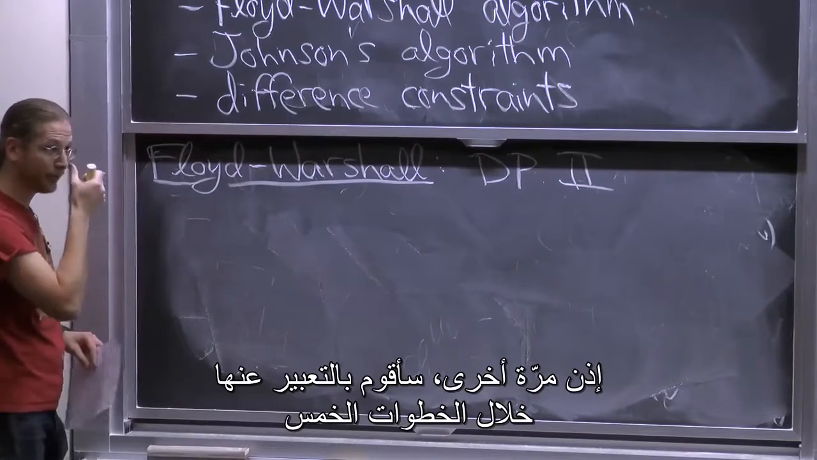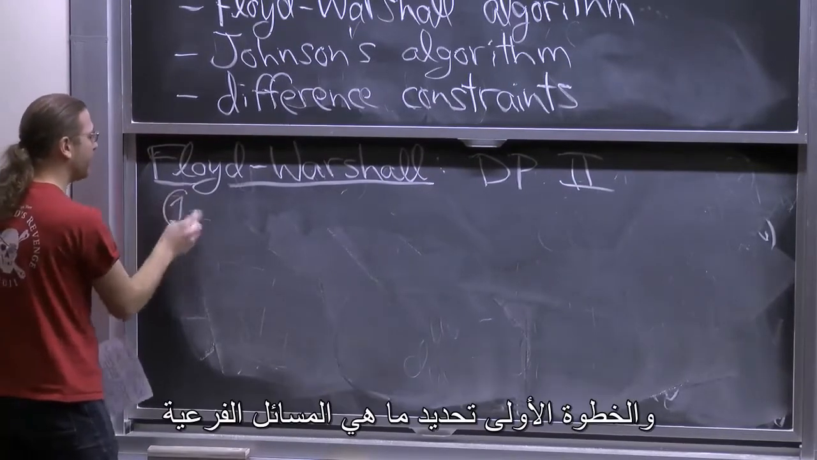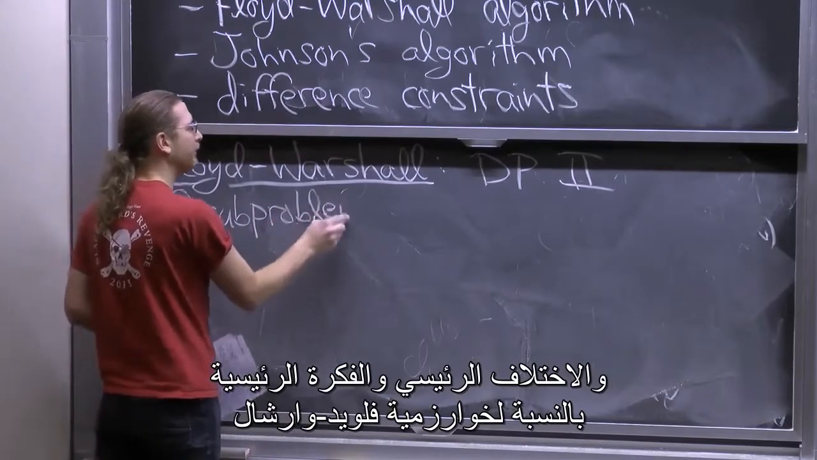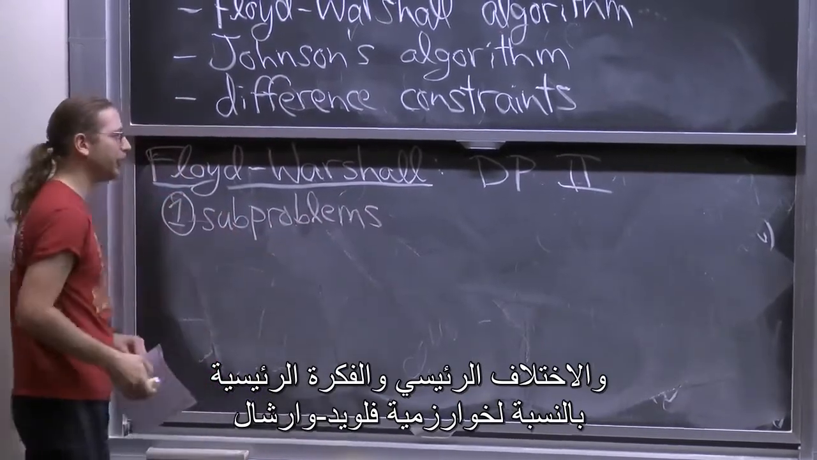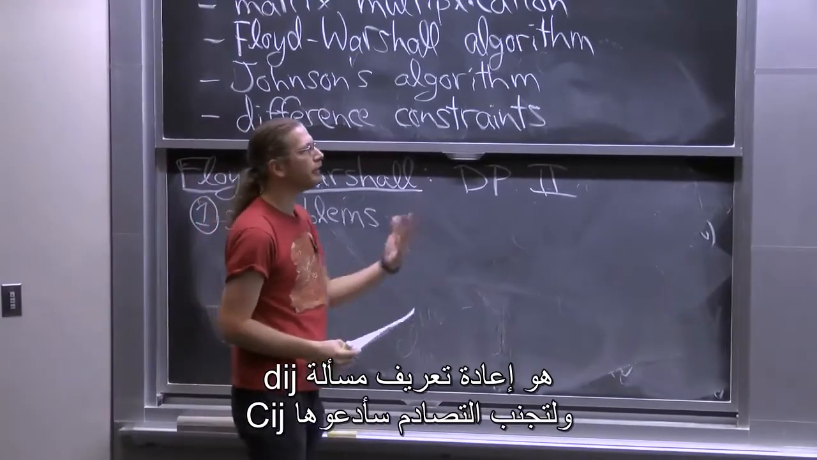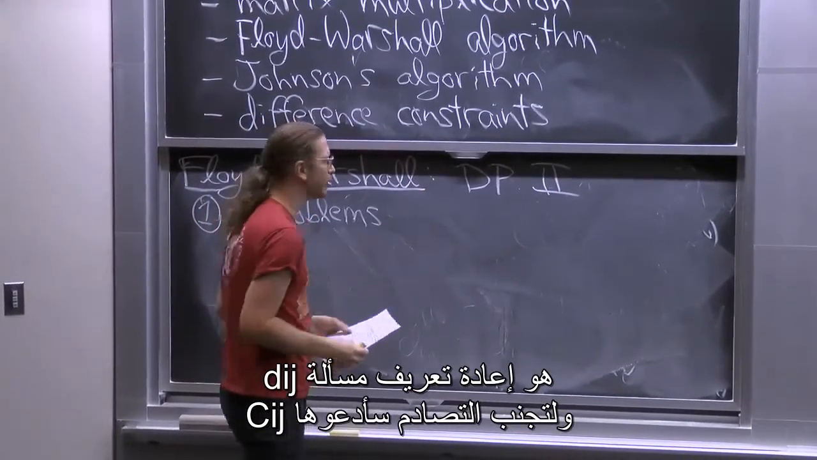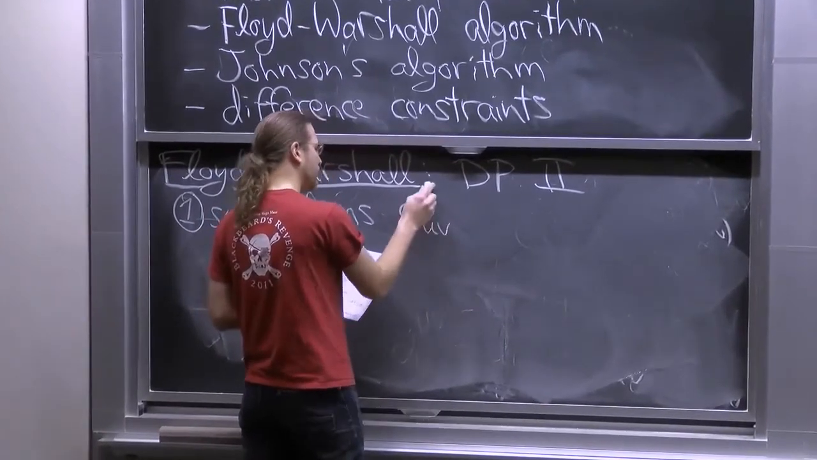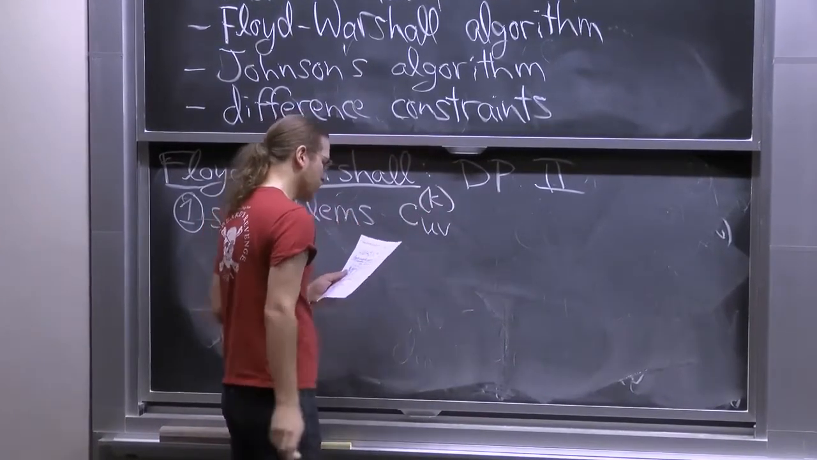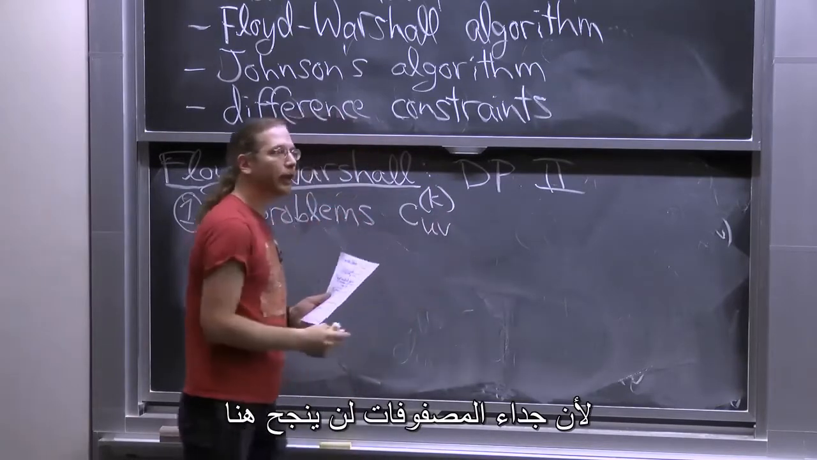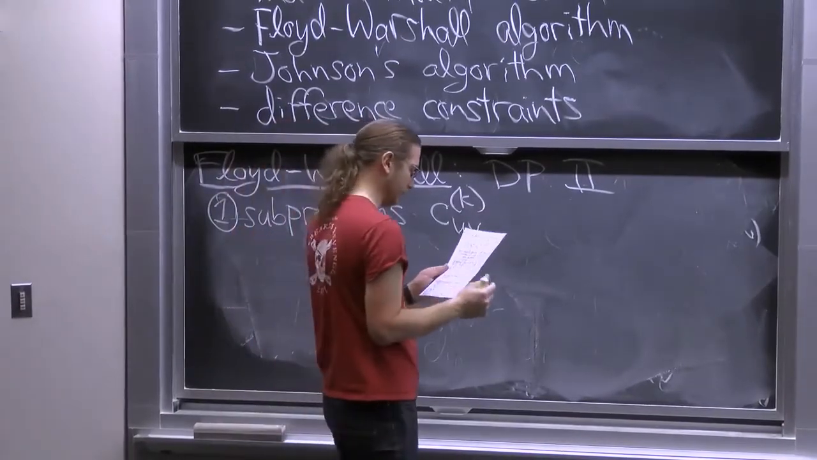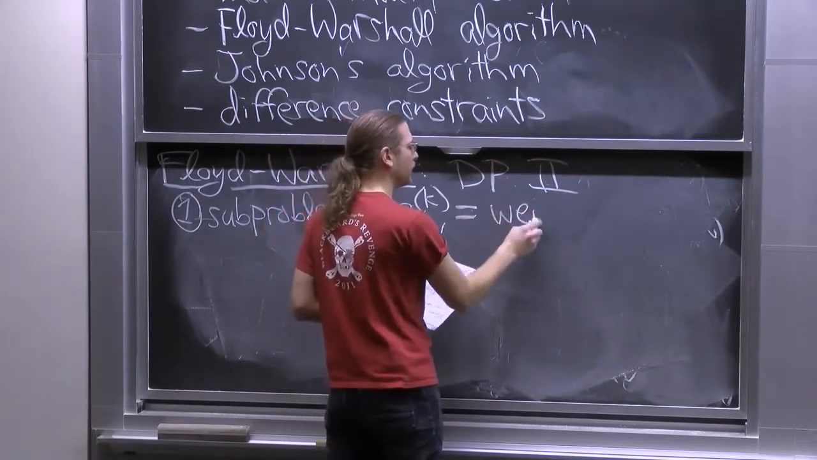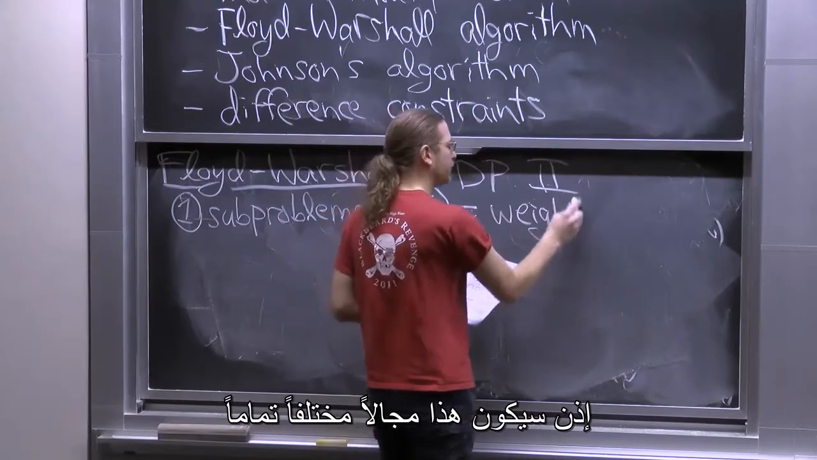So again, I'm going to express it in my 5 steps. First step is what are the subproblems? And this is the key difference. And the key insight for Floyd-Warshall is to redefine the d_ij problems to avoid conflict. I'm going to call them c_ij, or in this case, c_uv. Because here the matrix product view will not work, I think. Yeah, won't work. So it's a totally different universe.